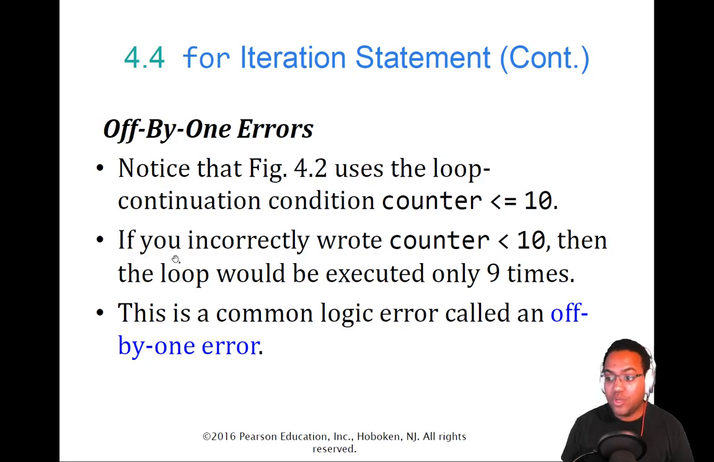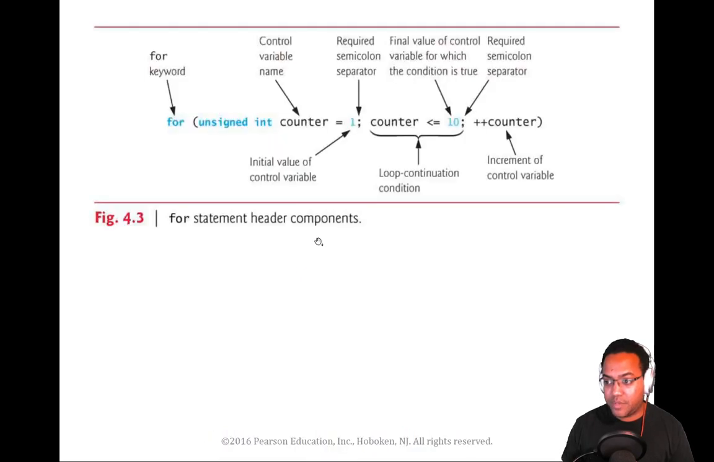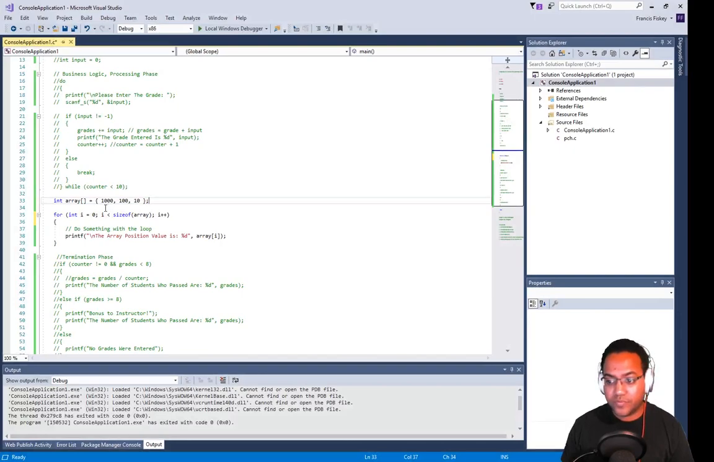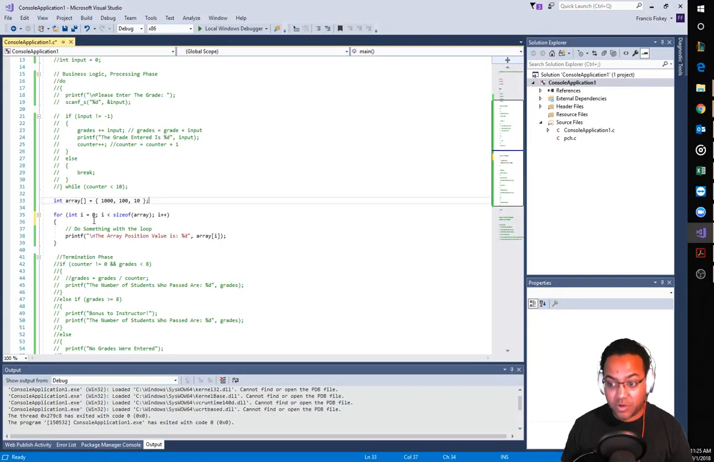So if you incorrectly wrote counter is less than or equal to 10 in this, where is it, here? So they initialize their integer to 1. I always initialize it to 0. Therefore, this less than or equal to 10 can't happen. It has to be counter is less than 10. So it only iterates 10 times if I have a 0 here, which is what you saw when I developed my for loop. It's 0.